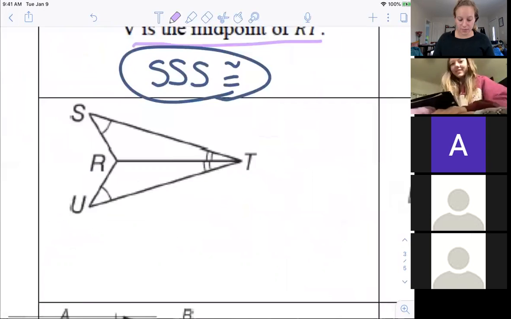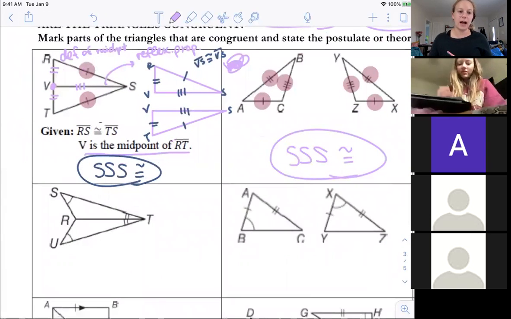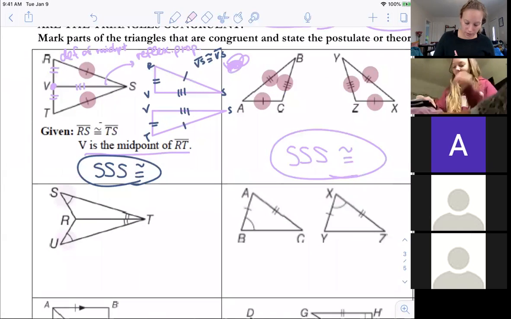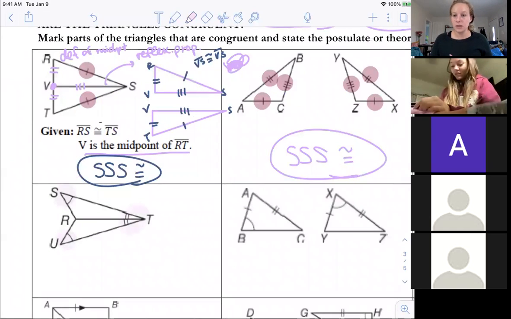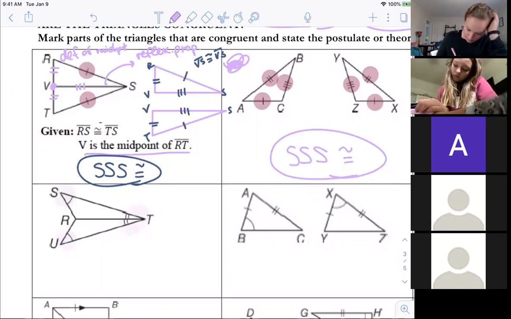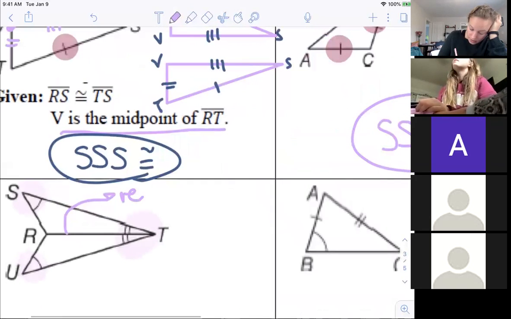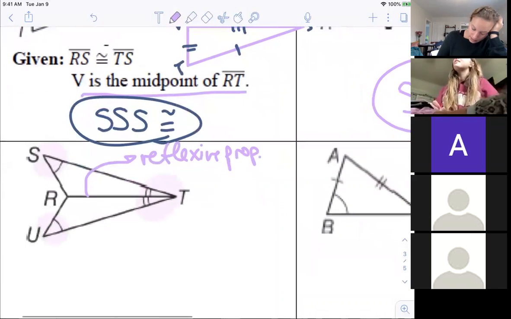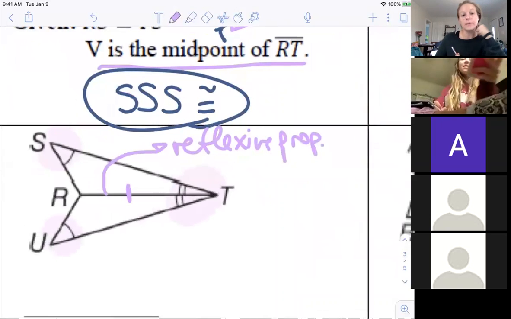All right, if I look at this one, this is the second one on the left-hand column. I already know that S and U are congruent, and I know the 2 angles at T are congruent. What else do I know that's congruent but's not marked yet? RT is congruent to RT. Good, why? Because of the reflexive property. Awesome, the reflexive property. They're congruent to itself. Good job, Cece and Ava. And I'm just gonna mark it congruent.